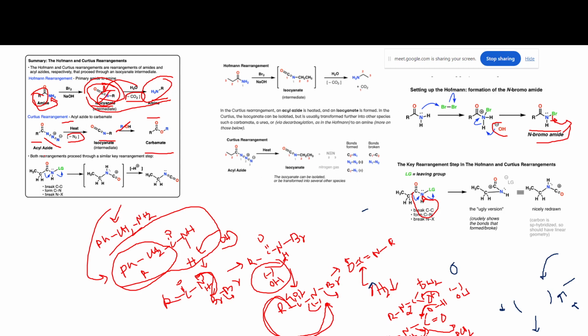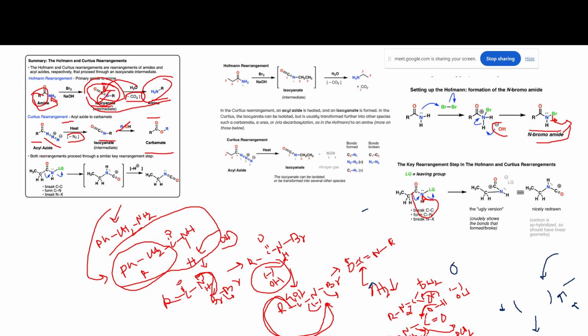So in the next reaction we are talking about the Hofmann and Curtius rearrangement. The Hofmann degradation goes from amide to amine, and the Curtius rearrangement goes from acyl azide to amine. So how will it go on?